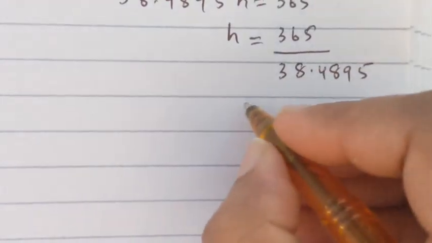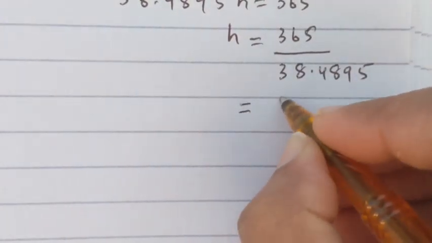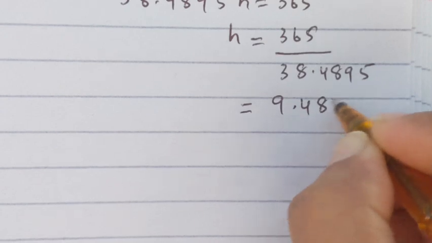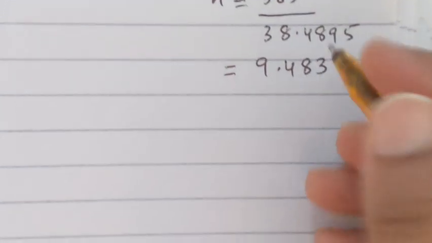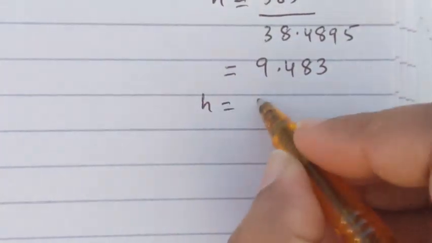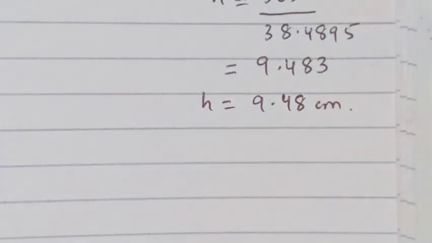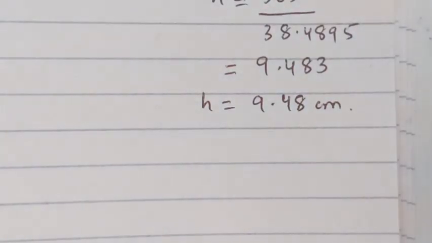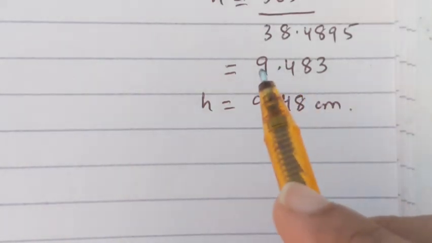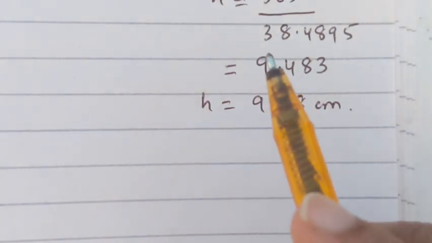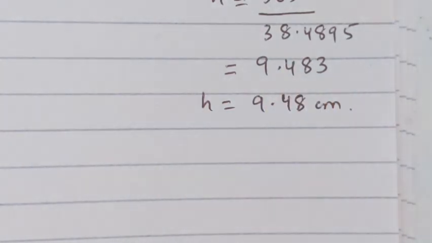And the answer we are getting is around 9.483. Let's round it to three significant figures. So we will have 9.48 centimeters as the answer. It means the height is around 9.48 centimeters if it has a radius of 3.5 centimeters and the volume of the cylinder is 365 centimeter cube.